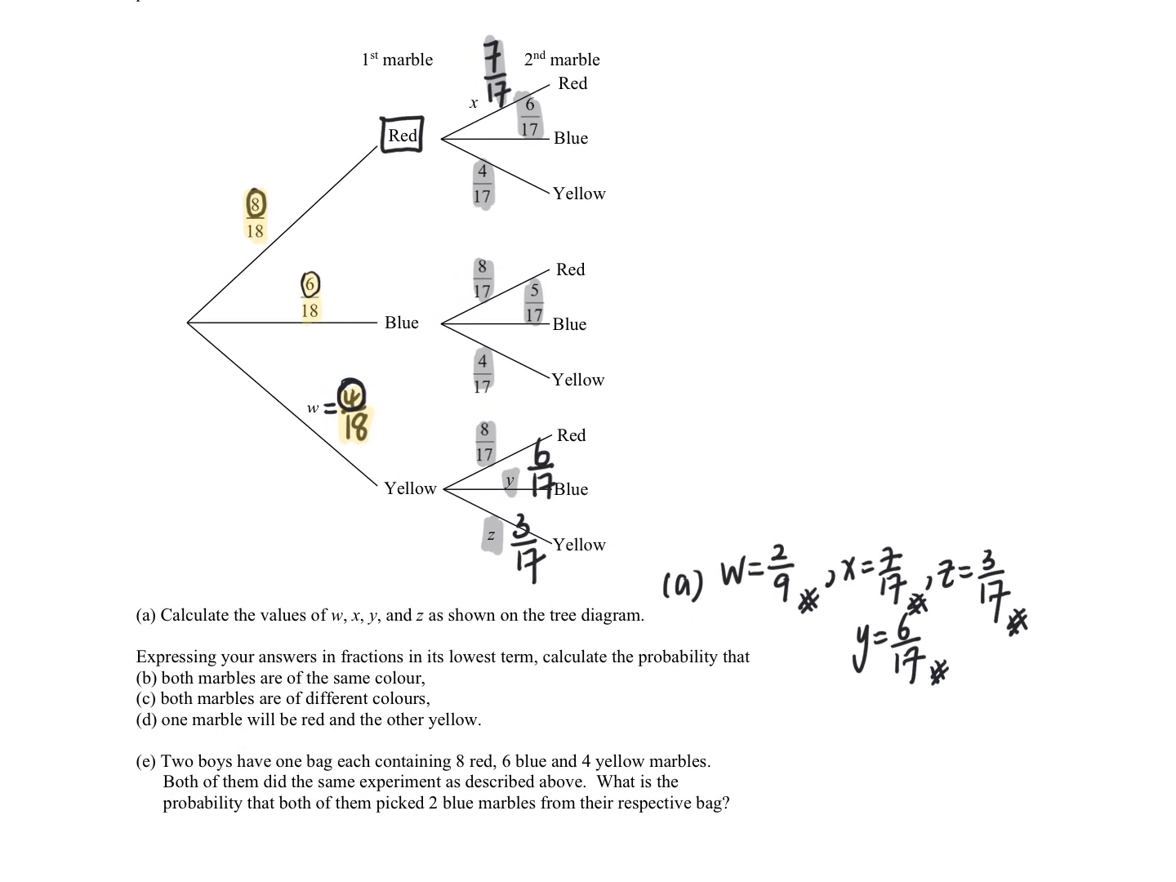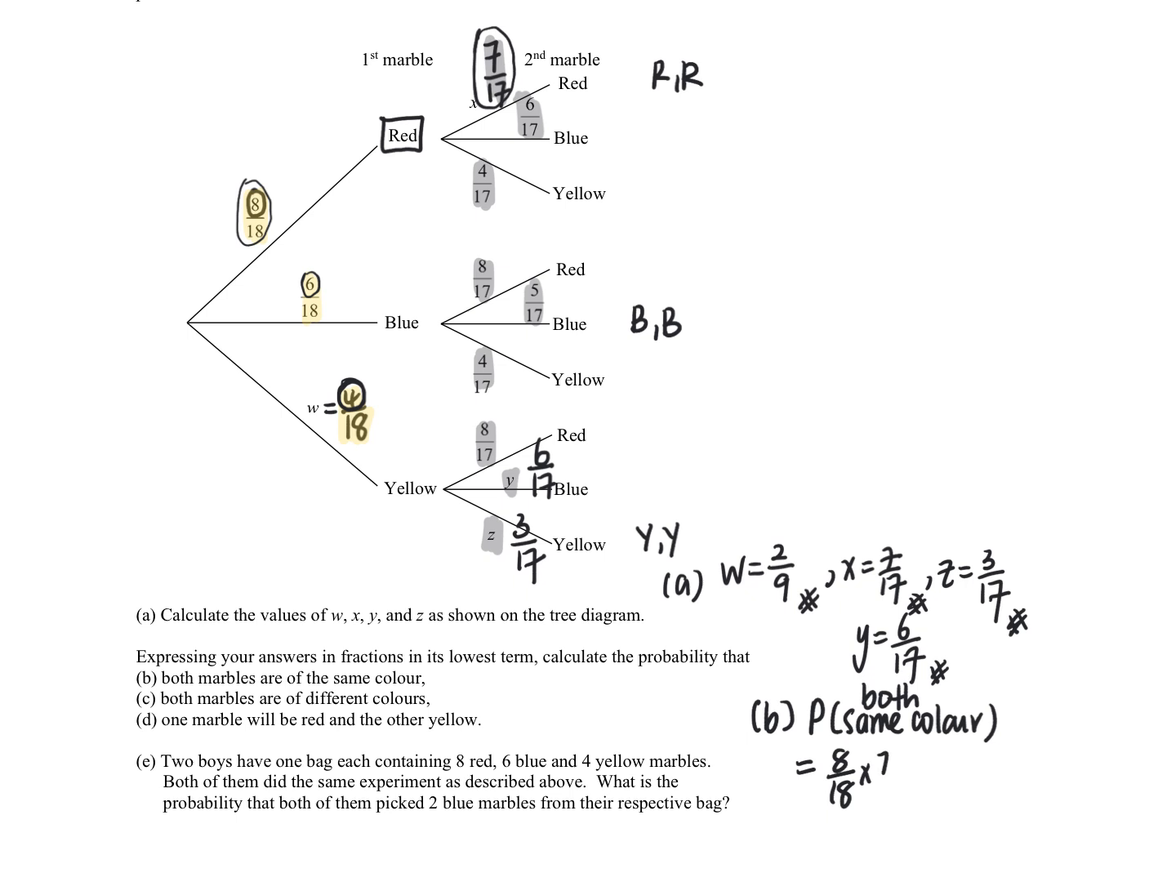Okay, next one. I want to find the probability that both marbles are of the same color. So the outcome I want is red, red, blue, blue, and yellow, yellow. The rest I'm not interested in. So part B, same color, or you can put both same color. So the first one is red times red: 8 out of 18 times 7 out of 17.